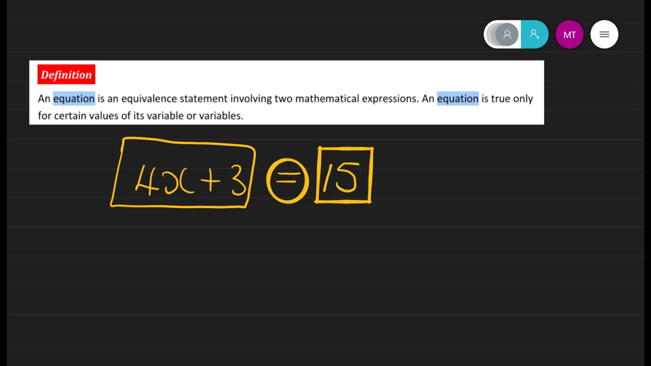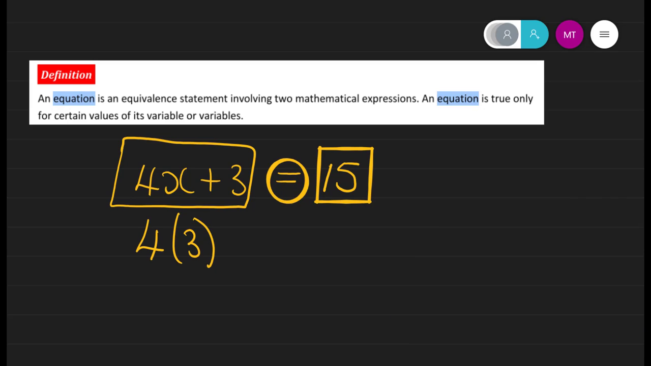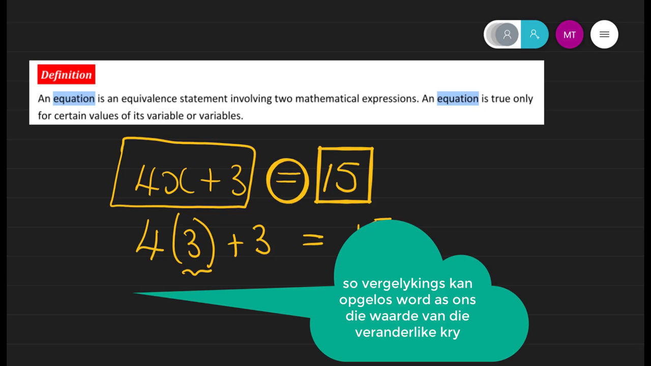And the second part of this definition is that this equation is only true for a certain value of x. So you know that x must be 3 in this case, because if x is 3, 4 times 3 gives us 12, and if we then add 3, it is equal to 15. So x's value is therefore 3.